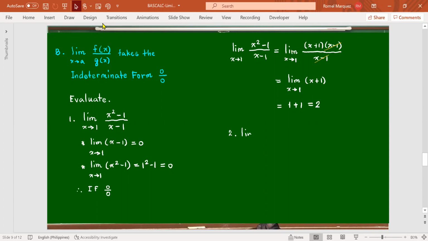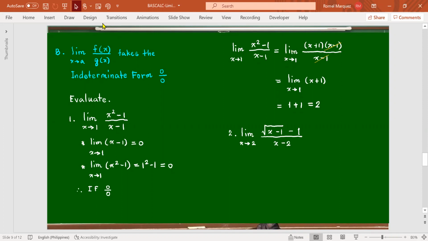None po for me. Limit as x approaches, let's say 2. Ano naman ang technique kapag may radical? Pag may radical, ang technique naman is what? So we have, let's say, the square root of x minus 1, and then minus 1, all over x minus 2.